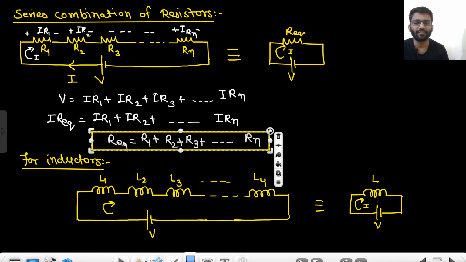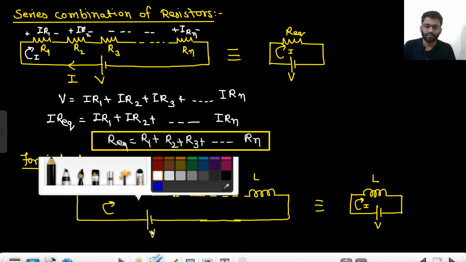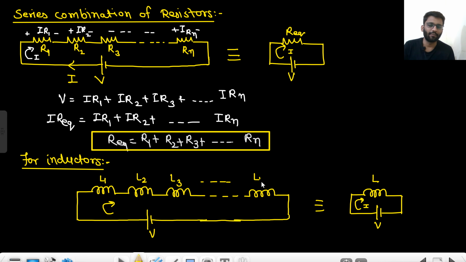This is a very basic thing that we studied in 10th class. I guess most of you already know it. So this is the equivalent resistance. Now talking about the inductance, we are doing the same thing for inductors connected in series. Ln I should write, not L4. We connected all those in series and applied a voltage.